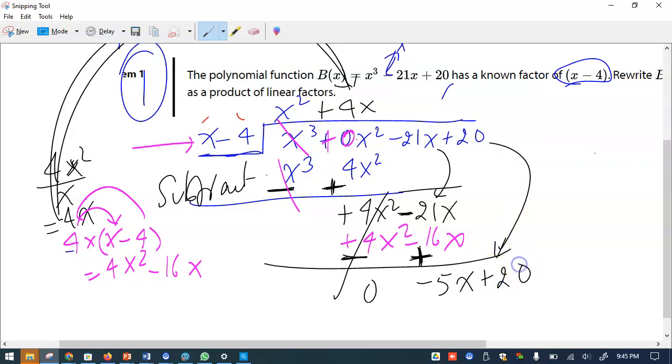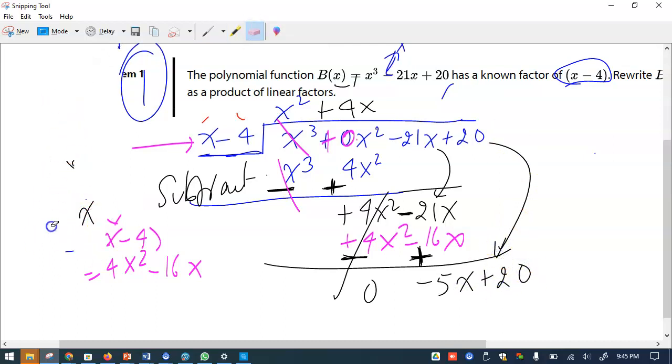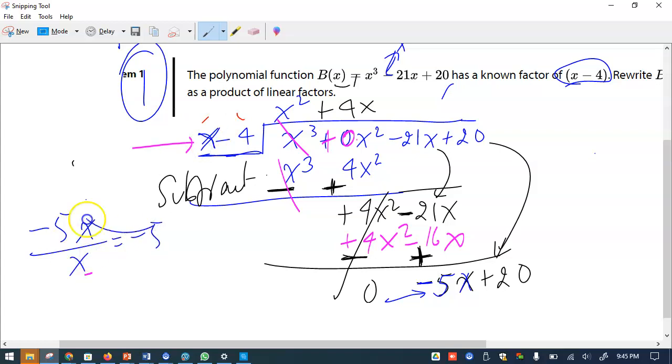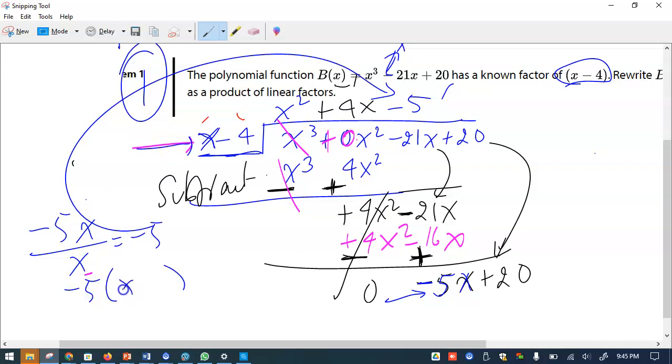So plus 20. And this time, repeat the same thing, but this time you're using this minus 5x. This minus 5x, you are going to divide by this x, and you end up getting negative 5. That you put right here. And after that, this negative 5 that you get, you multiply to the divisor and use the distributive property, and you get 20. So that goes right here.